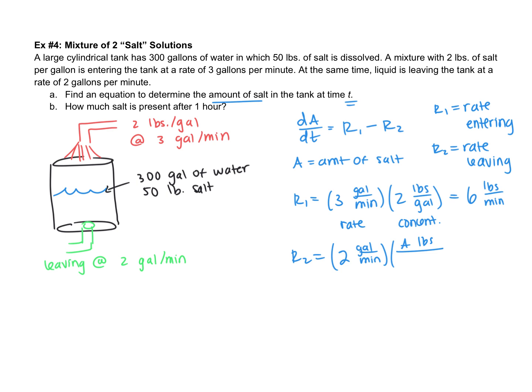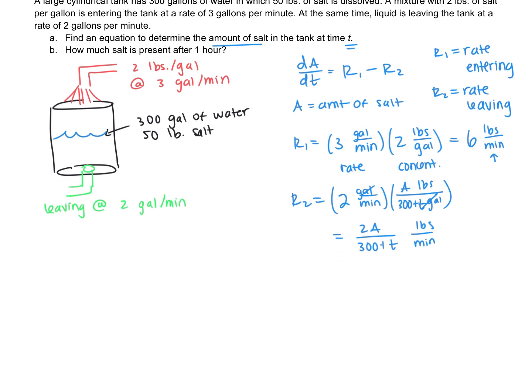Okay, so looking above, we need A pounds per gallon. So we need to figure out how many gallons are in the tank at any time. We know we start with 300 gallons. If there are 3 entering and 2 leaving every minute, we're going to have 1 more gallon. So after every minute t, we're going to have 1 more gallon. Simplifying this gives us 2A over 300 plus t. And again, we notice this gives us pounds per minute, which matches the units of what we have above.